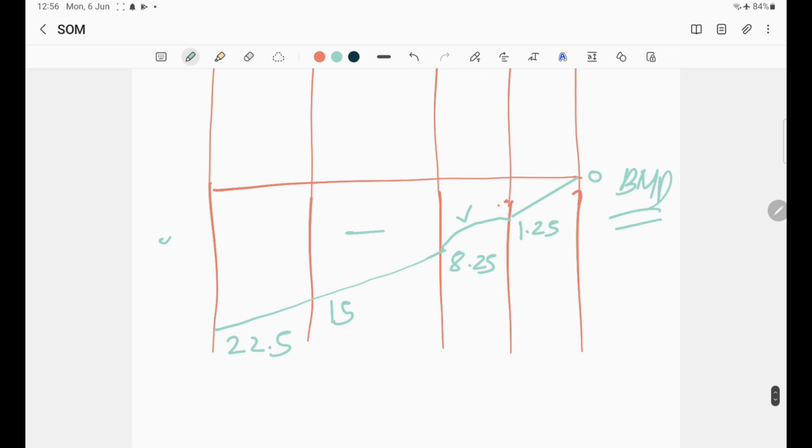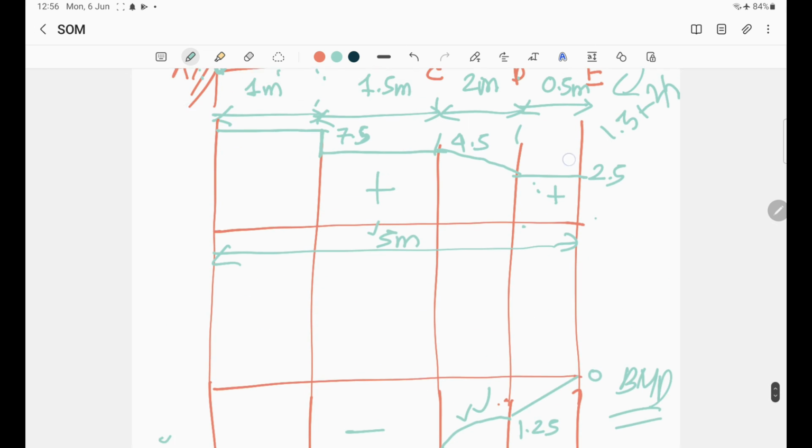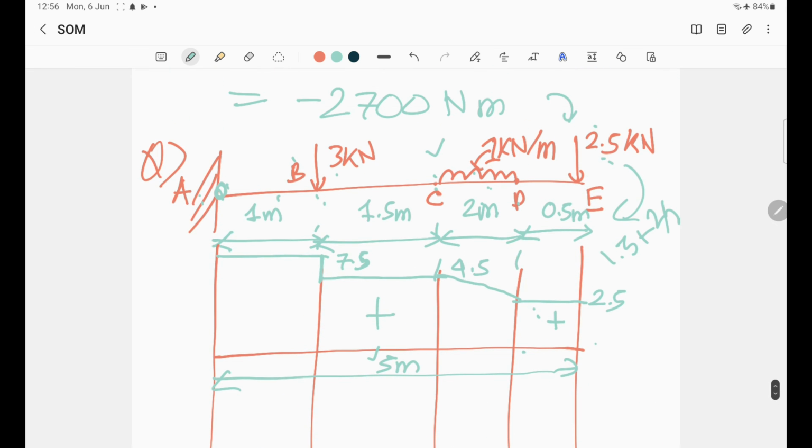And then we have this diagram for the bending moment. Only this portion is parabolic and the remaining portions are sloped lines. So this is the shear force and bending moment diagram for this particular question.